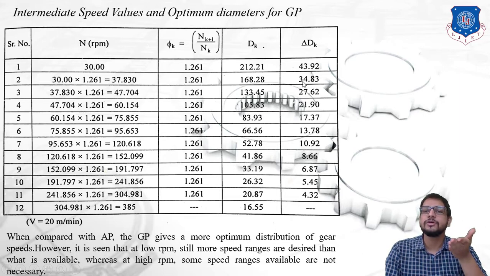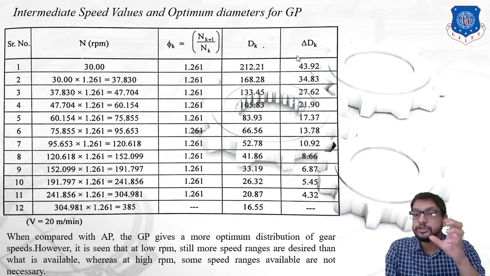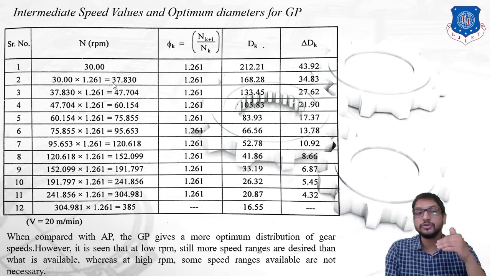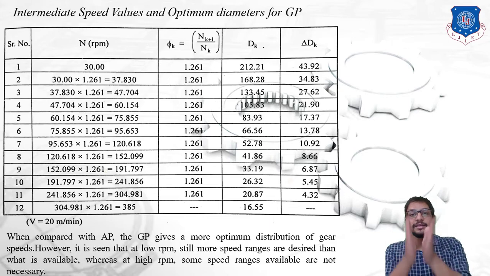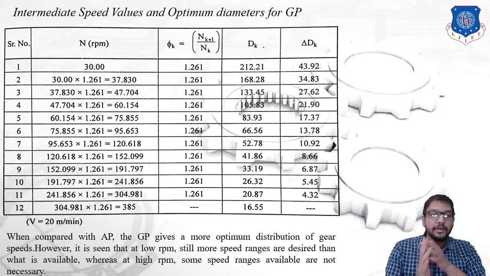Again, a material removal of 27.62 and you can shift to the next speed, that is 60.154. This indicates that compared to AP, in AP the material removal at N1 speed was around 109 mm. That was a huge amount of material that had to be removed in order to shift to the next speed. So we would say that in this case, speed distribution is much better compared to arithmetic progression.